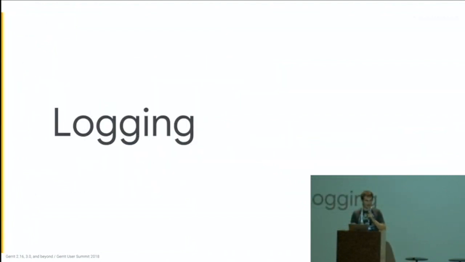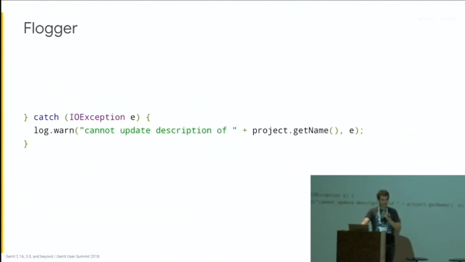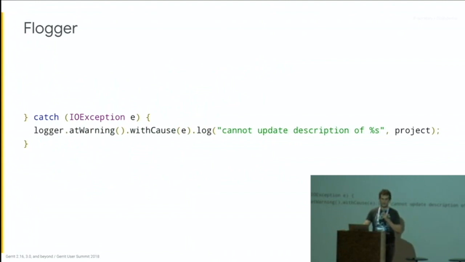Now we'll talk about a topic that doesn't sound interesting at all, but actually I think this is one of the coolest parts of this presentation. This is all based on work that Edwin Kempen did, who's not here, a longtime Gerrit contributor and Google employee who you may know. This is kind of exciting from a programming perspective, that we got to replace an API that I always found difficult to use, the SLF4J logging API. Now we have this new logging API that is called Flogger. It is short for Fluent Logger.